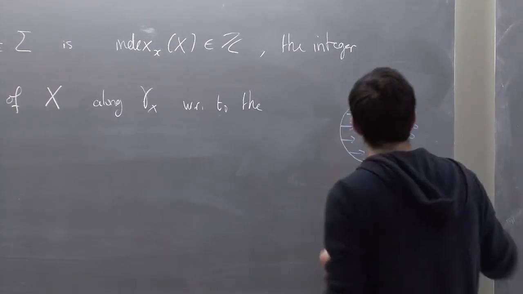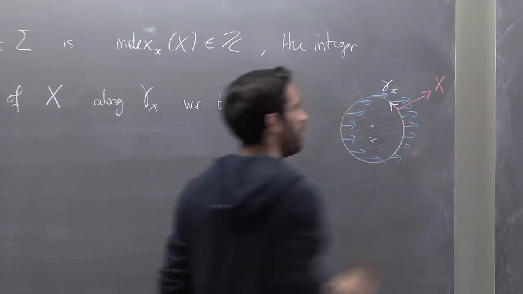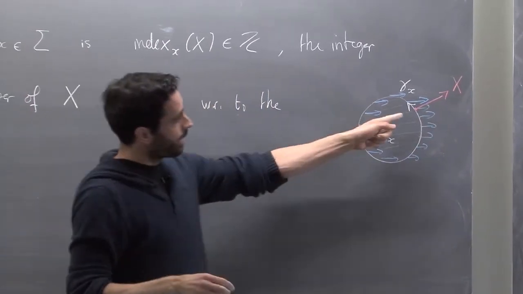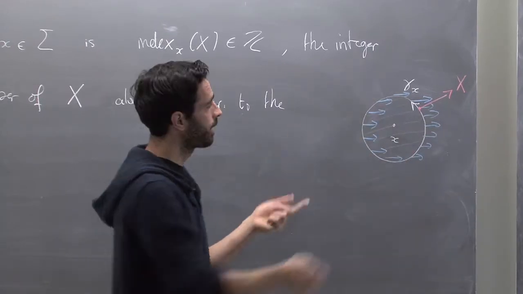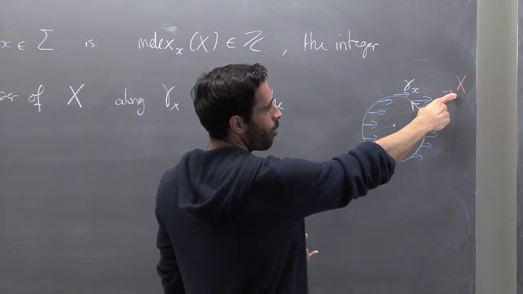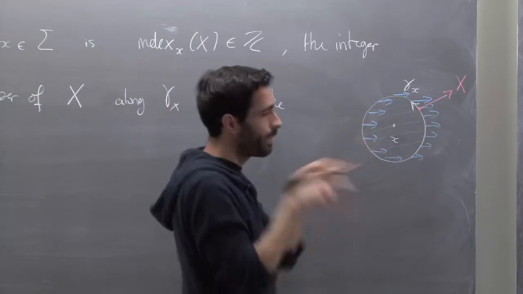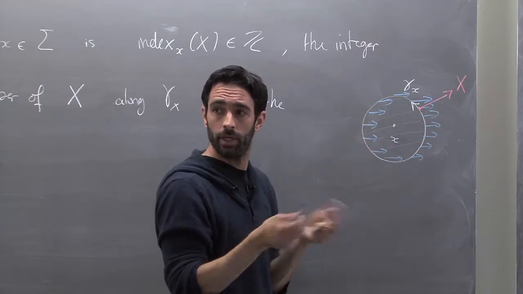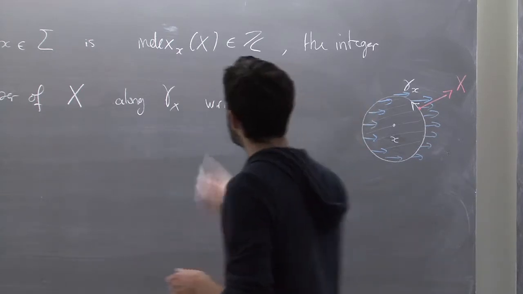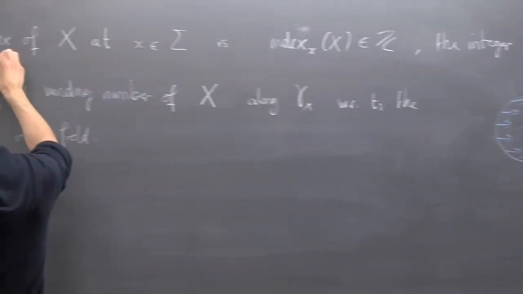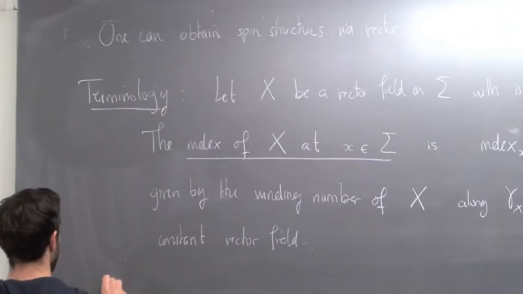So at any given point, let's say here, I have another vector field x. And what I can do, I can go around the circle, and I can just count how much this vector field x turns with respect to the fixed vector field I have. Okay, this makes sense. This is an integer. Okay? And this is called the index of the vector field at this point. So maybe let me just give you a couple of examples.